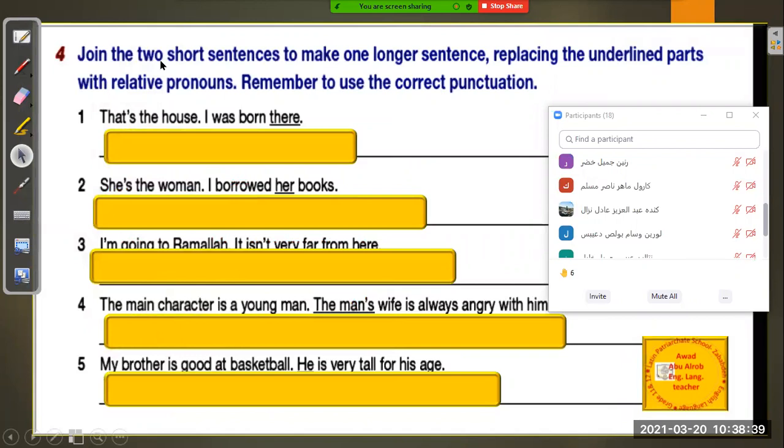Now, activity number 4: join the two short sentences to make one longer sentence, replacing the underlined parts with the relative pronoun. Remember to use the correct punctuation, meaning remember to use or not to use a comma. We need to join the sentences together. If you look at number 1, Lorraine, can you?